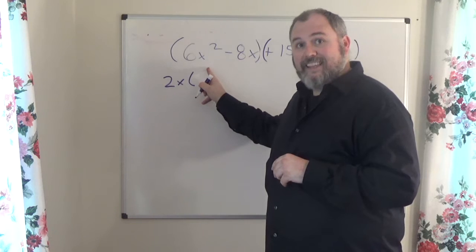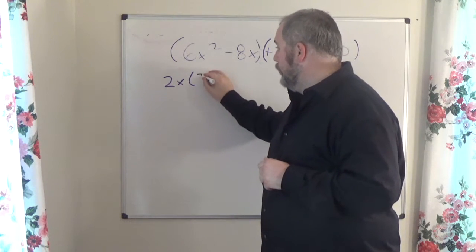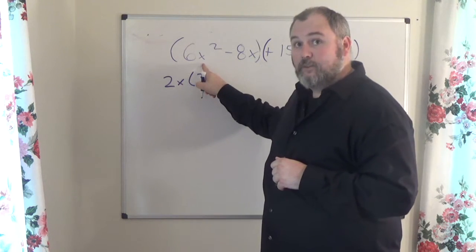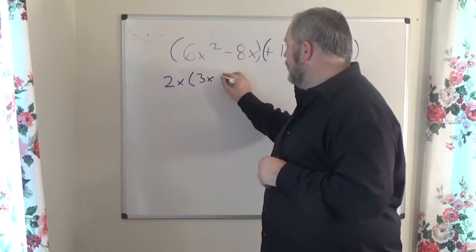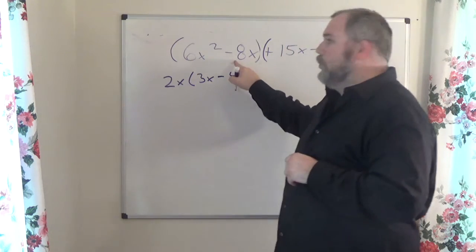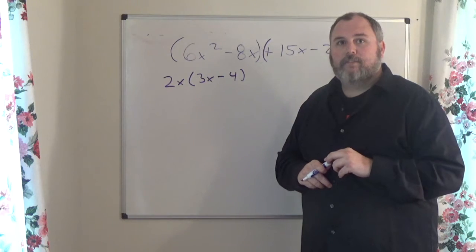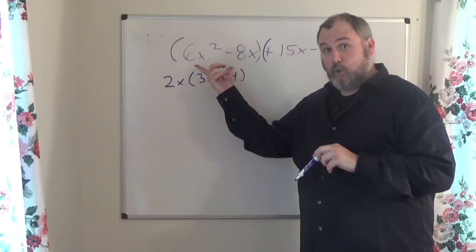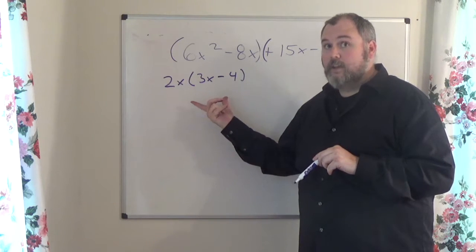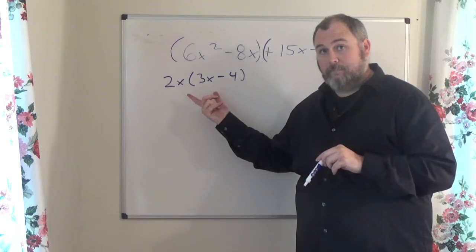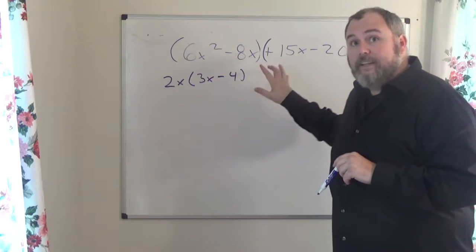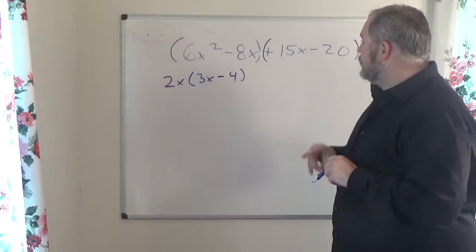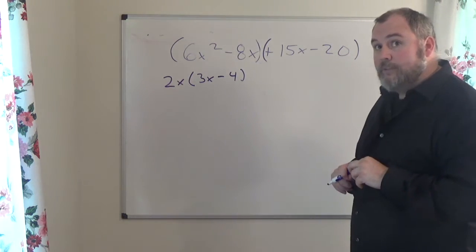Well, what will give me this? 2x times 3x will give me 6x squared. And then 2x times a minus 4 will give me a minus 8x. Alright, so we just factored. Basically, we've taken it, we grouped it, and then we're factoring it out. So we've done that first term. Okay? Now, we need to look at the second term. Well, what can I factor out now?